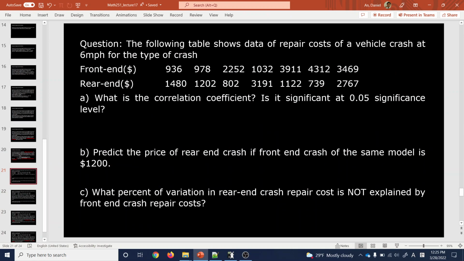Okay, so here's our last example. Let's talk about this question. The following table shows data of repair costs of a vehicle crash at 6 miles per hour for the type of crash.